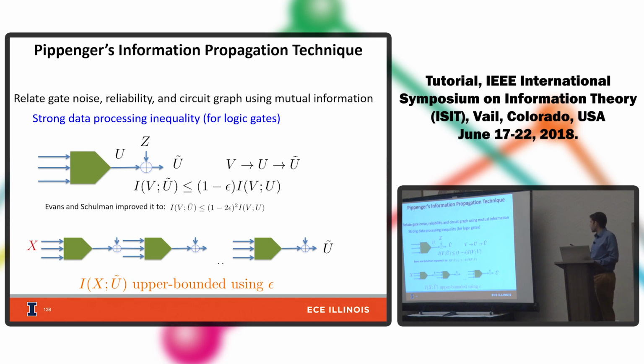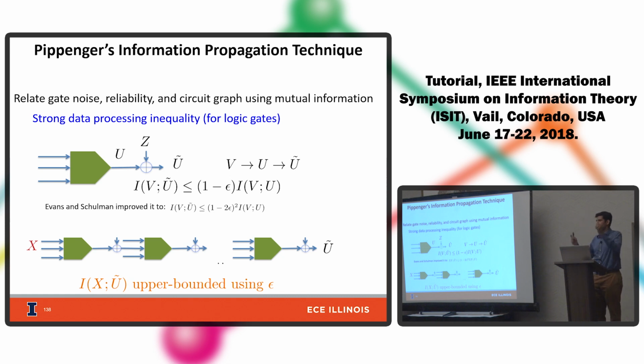Okay, so the basic idea, I think everyone is familiar with the data processing inequality, right? That the mutual information only decreases through some computation. Okay, but now we want to quantify that. How much does the mutual information decrease through a computation? That's a strong data processing inequality. And Pippenger had some bound as a function of the amount of noisiness in that gate. And then Evans and Schulman also improved it. And there are some more recent works by Wu and Polyanskiy that give even better strong data processing inequalities.